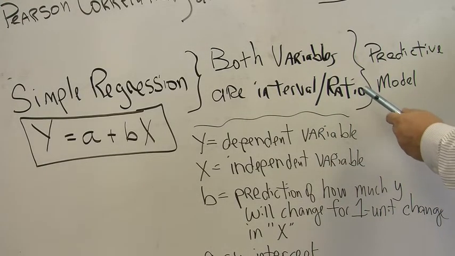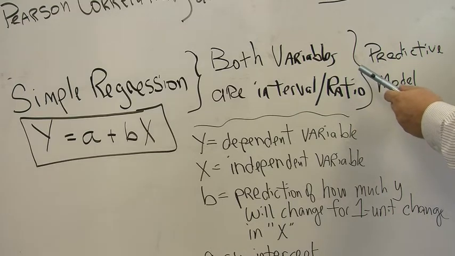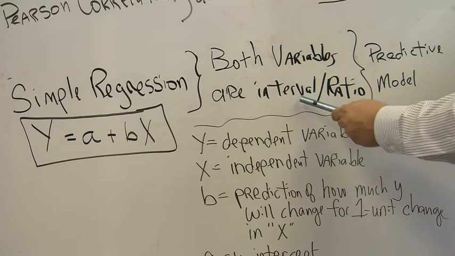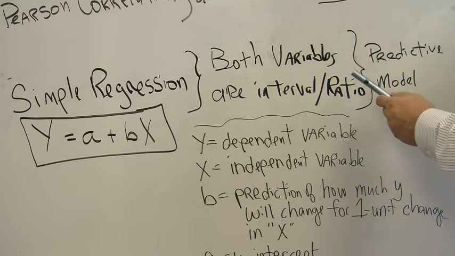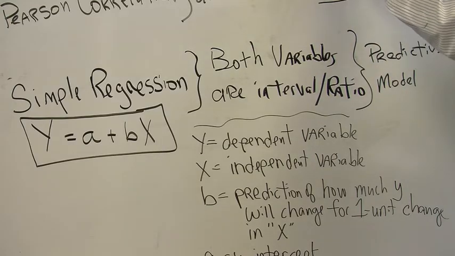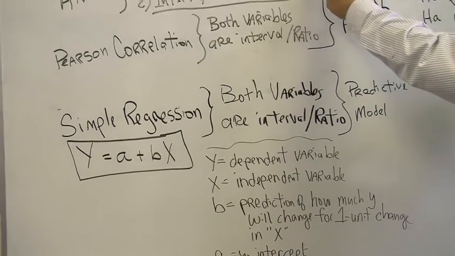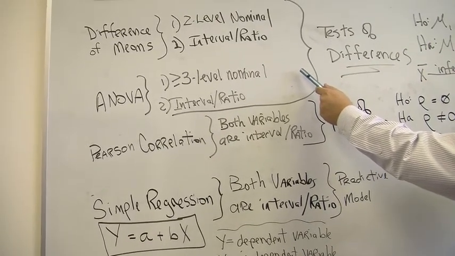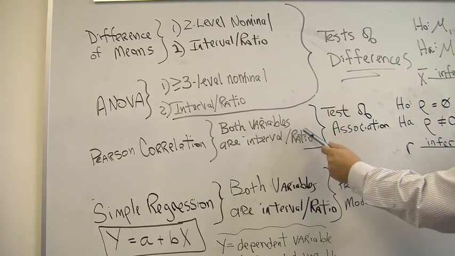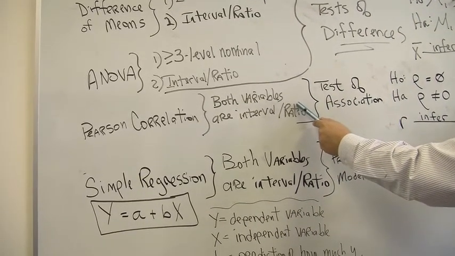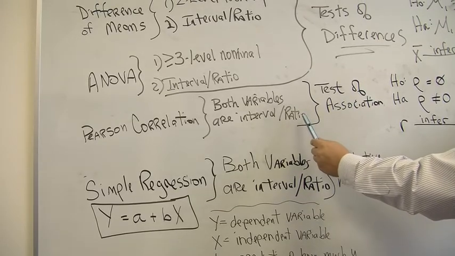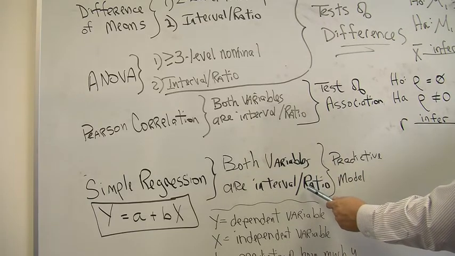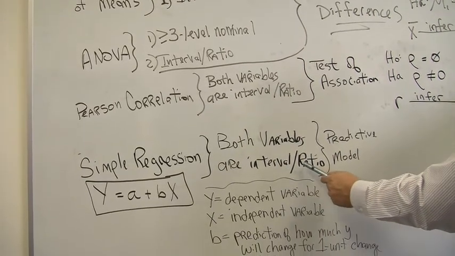Now, the first thing I want to do in introducing you to simple regression is alert you to the fact that similar or the same as the Pearson correlation coefficient, when we do simple regression, both of our variables are either interval or ratio in scale. Remember, with the difference of means test in ANOVA, we worked with two variables, one of which was nominal and one of which was interval or ratio. When we go to the Pearson correlation coefficient, which is a test of association, both of our variables are interval or ratio in scale. Same way with simple regression. Both of our variables are interval or ratio in scale.